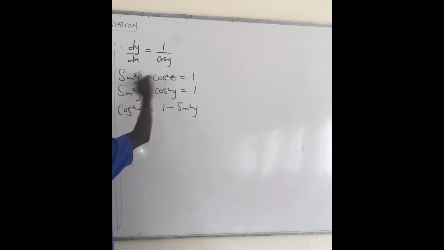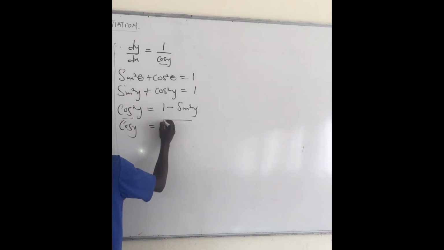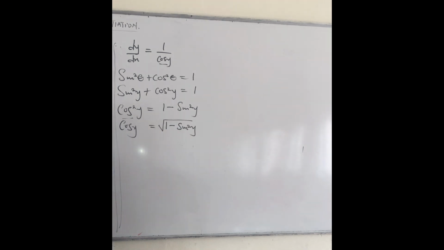When you take the plus to this side, you are going to have minus. But I'm looking for cos y, and what I'm having here is cos squared y. So I take the square root. If I take the square root, I'm going to have cos y is equal to square root of 1 minus sine squared y. But take note that sine y is equal to x. So therefore sine squared y is going to be x squared.